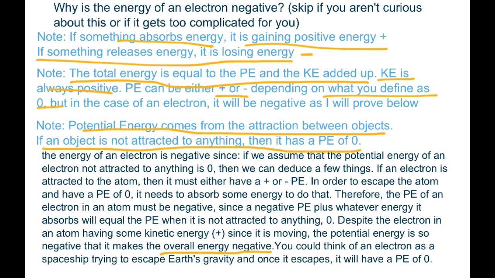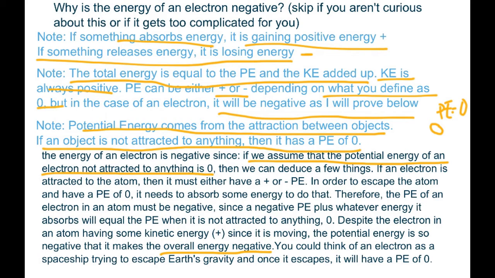But in the case of an electron, it will be negative, as I will prove below, since we are assuming the potential energy is 0 for no attraction. So the energy of an electron is negative, since if we assume that the potential energy of an electron not attracted to anything is 0, so I can draw an electron not attracted to anything, the potential energy is 0, then we can deduce a few things.